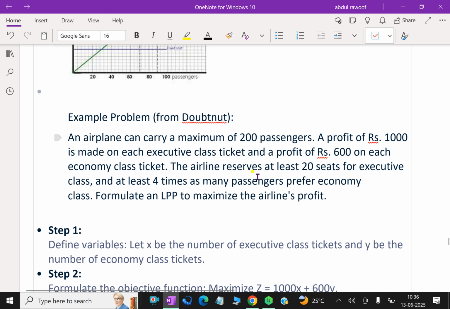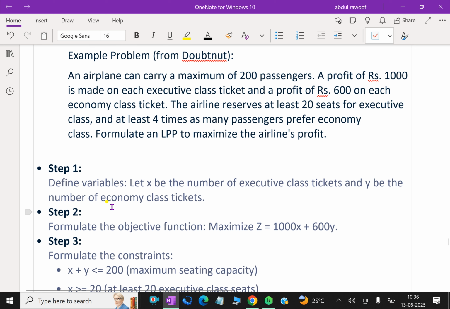The airline reserves at least 20 seats for executive class and at least 4 times as many passengers prefer economy class. Formulate an LPP to maximize the airline's profit. So regarding this problem, we will make constraints and equations and solve them. Step 1. Define variables. Let x be the number of executive class tickets and y be the number of economy class tickets. Here, formulate an objective function: maximize z.